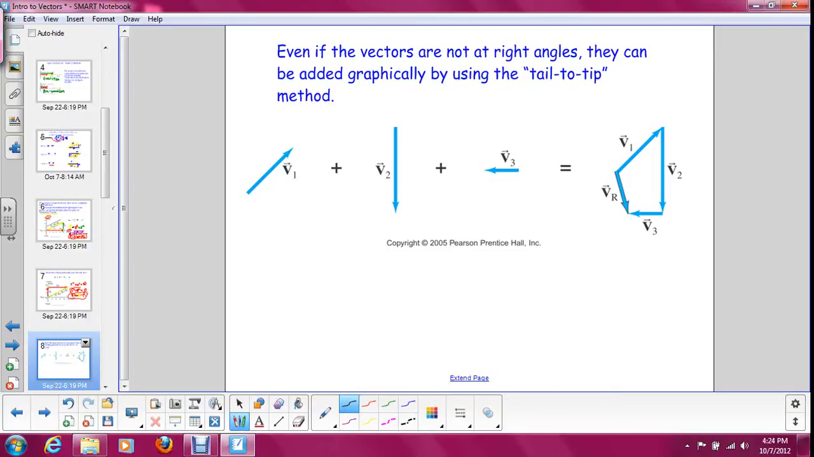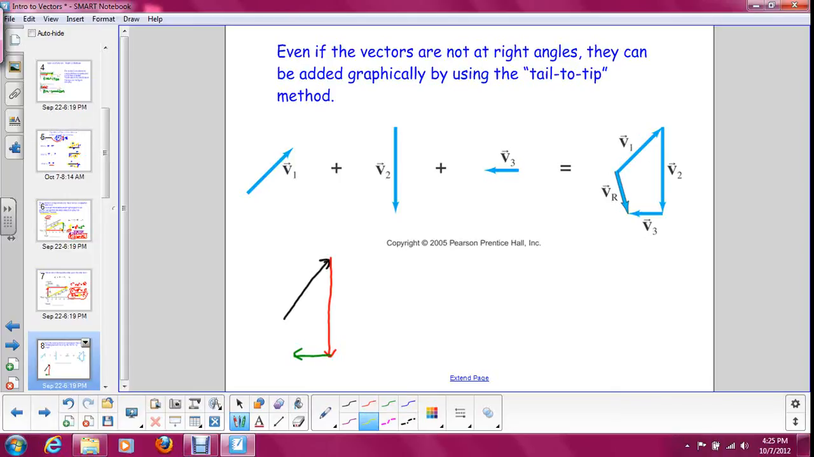We have V1, which looks like this, and we're adding V2. And V2 is straight down. So I want to put the tail of V2 to the tip of V1, just like that. And the third one is V3, which is just straight over. And I want to put the tail of V3 onto the tip of V2. And now I can draw my resultant vector.